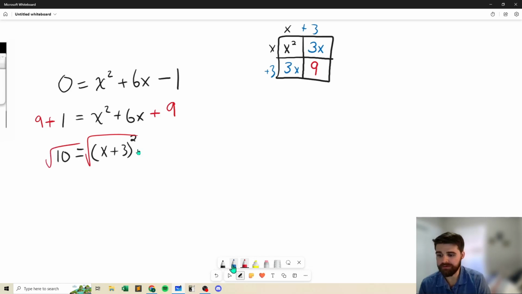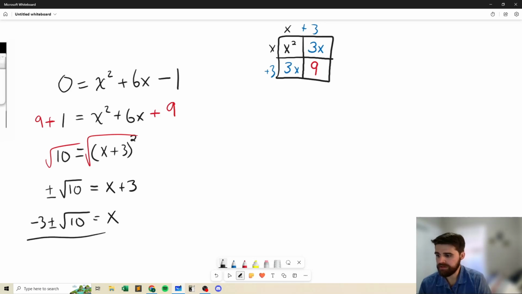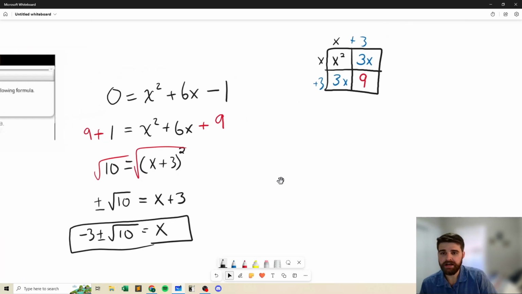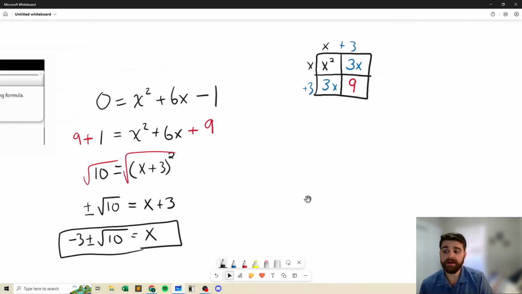So I'm going to take the square root of both sides, leaving me with the square root of 10, could be positive, could be negative, equals x plus 3. So x is -3 plus or minus the square root of 10. And those are my two solutions, right? -3 plus root 10 and -3 minus root 10. So completing the square can be a really nice method. It's totally algebraic, so there's no formula to memorize.